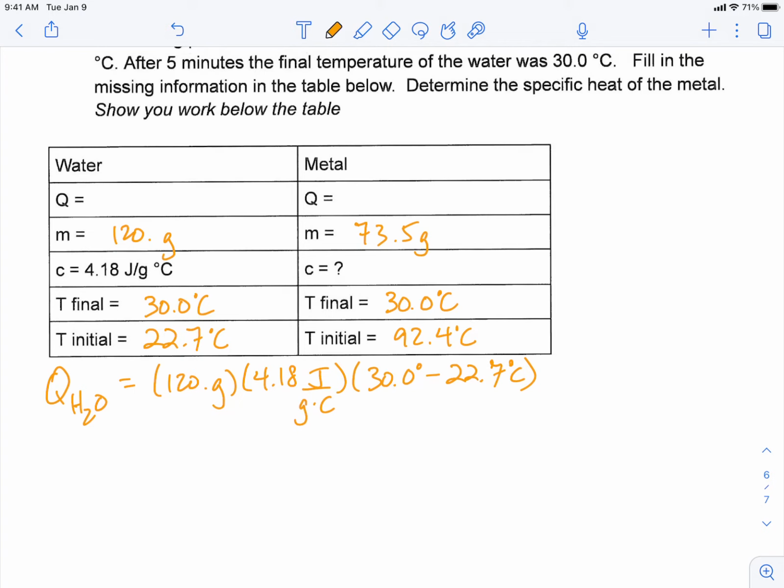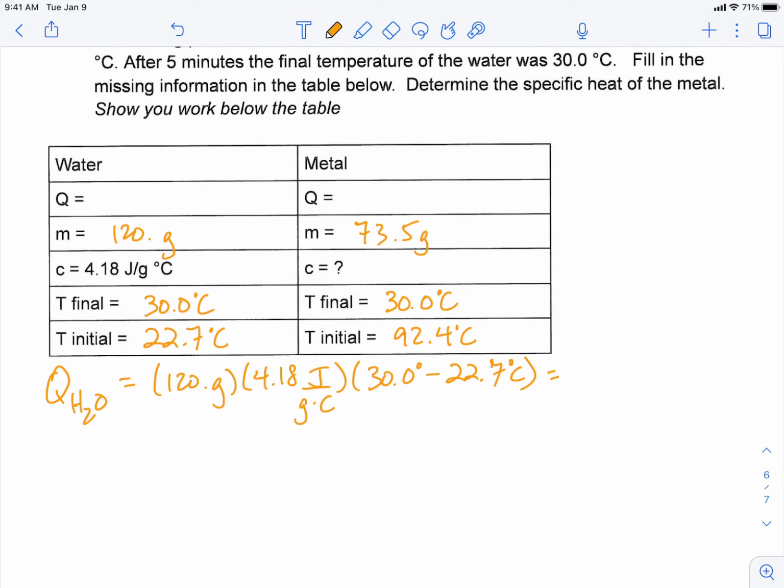And when we do this here, we get around 3660 joules. And that's how much heat energy was absorbed by the water. Okay, so I'm going to go ahead and write that in, 3660 joules. We want to recognize that one of our main assumptions in this lab is that the heat that was absorbed by the water is going to be released by the metal. And we assume that those were equal but opposite in sign. So this is going to be negative 3660 joules.